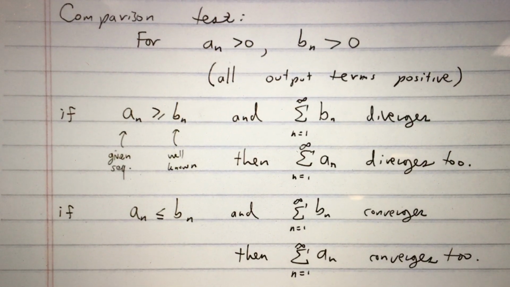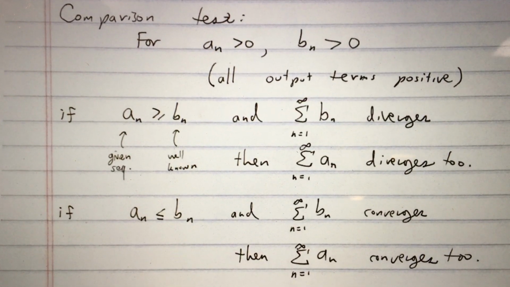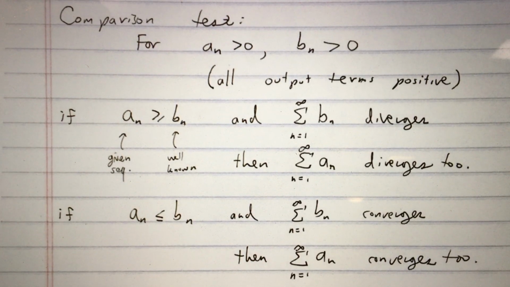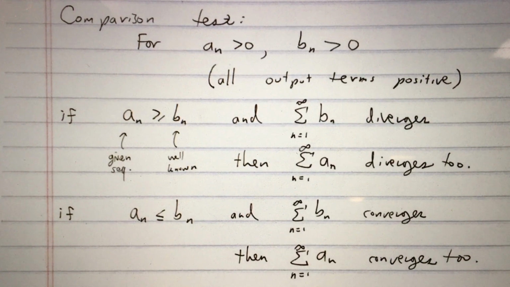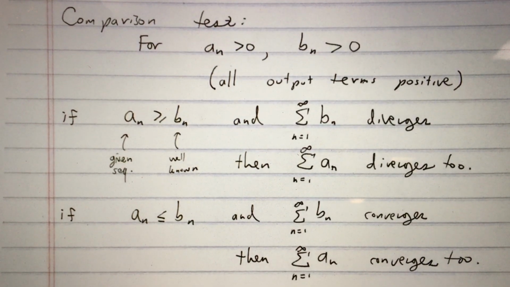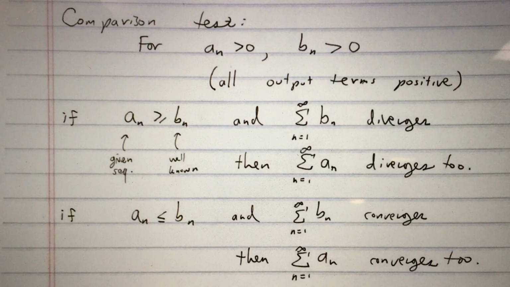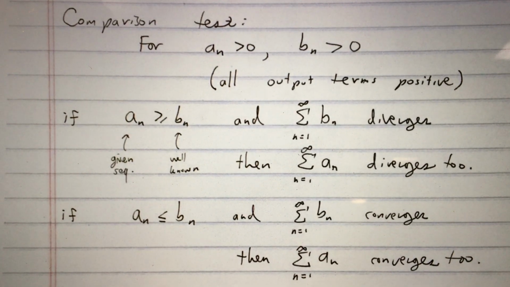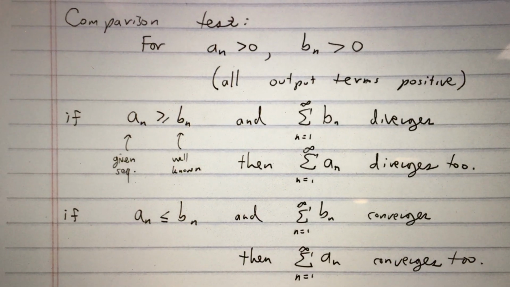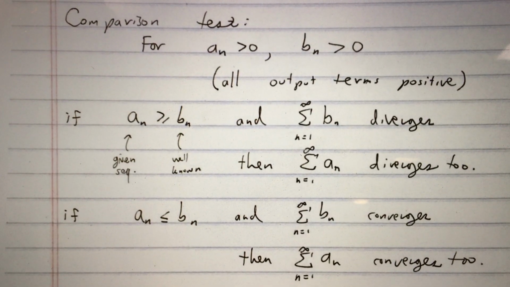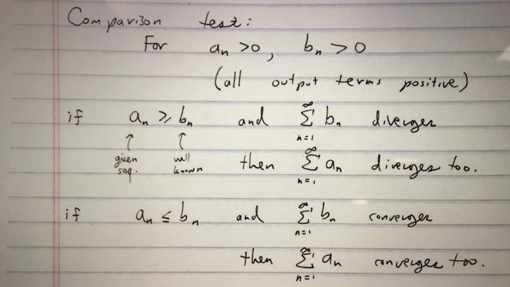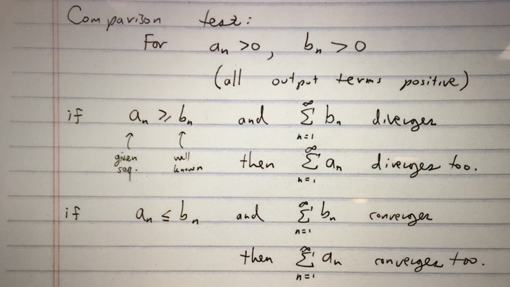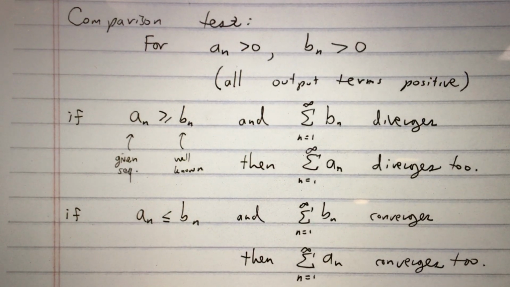Here's the test. Comparison test requires you to know something about one of two series, infinite sums. We'll start with two series then, a sub n and b sub n, both bigger than 0. They have to be positive terms. So if a sub n is always bigger than b sub n, then that means we're looking for a b sub n that we know well, and a sub n one that we're trying to figure out about.